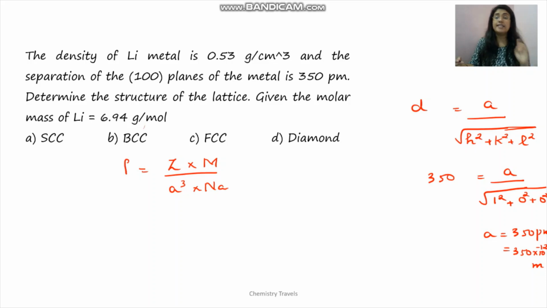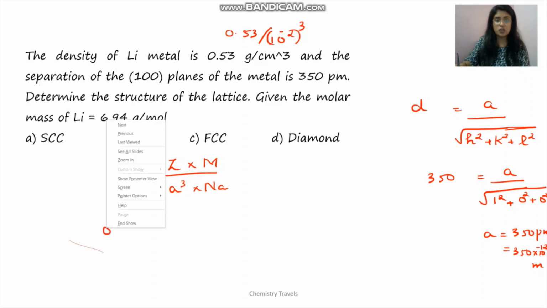And the density is in centimeter cube, so that also I have to convert to meter. So this would become 0.53 divided by centimeter cube, where centimeter to meter is 10 raised to minus 2, the whole cube, because it's volume. Density is mass by volume. Volume is A cube, and here we have centimeter cube, so I convert that also to meter. Then I just have to substitute all these values here and find the value of Z.